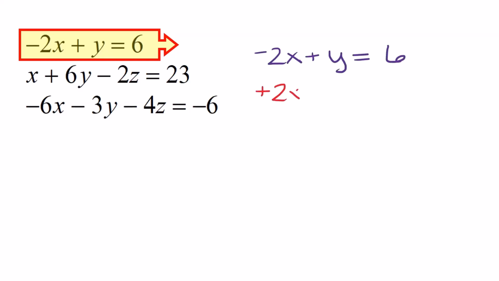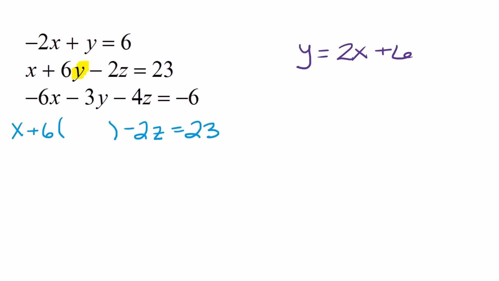by adding 2x to both sides. And I get y equals 2x plus 6. Then from here, I can substitute that in for y in the other 2, and that's going to get me down to 2 variables. There won't be any y's left in it. They'll just be x's and z's. Watch.